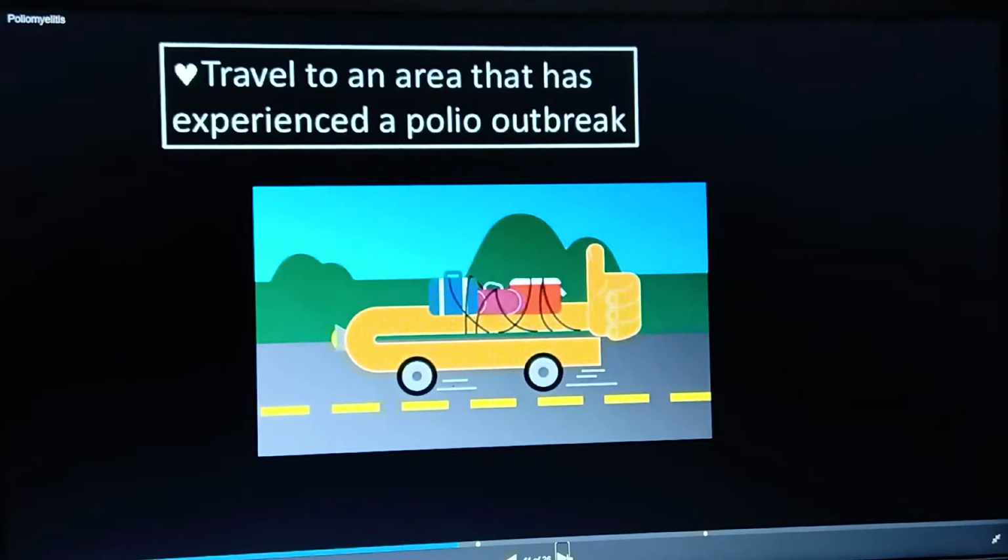Okay, and next, travel to an area that has experienced a polio outbreak. So what does that mean? The person who is traveling from one area to another, if they are not immunized against polio, is spreading the infection from one area to the other. So mainly we can take the category of travelers, truck travelers.